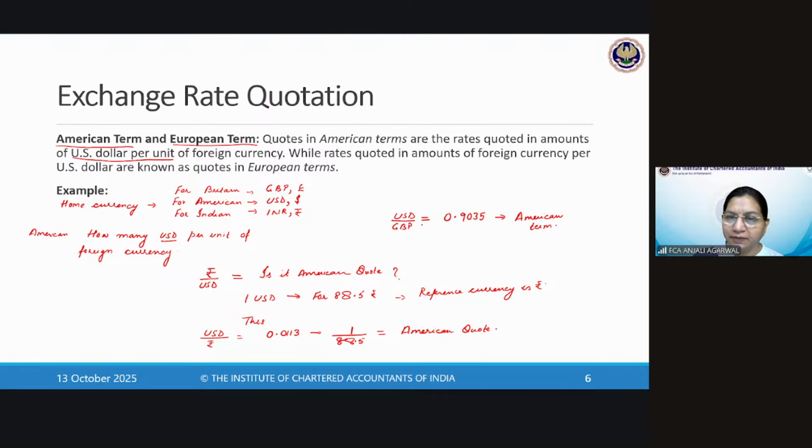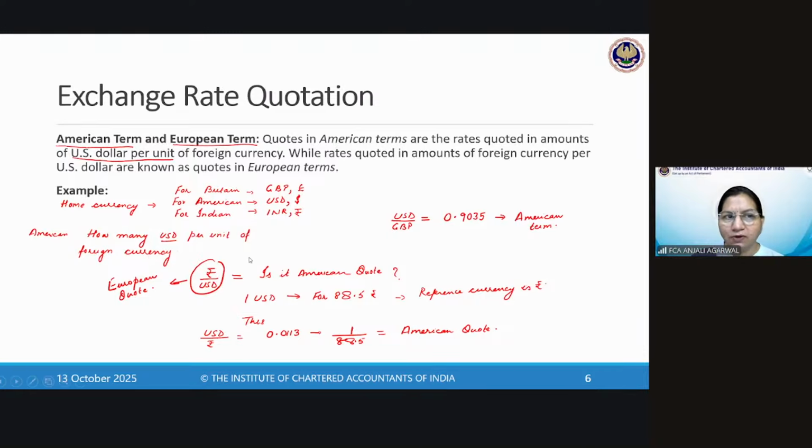What is a European quote? All other quotes are European quotes. When the rate is quoted in amounts of foreign currency per dollar, these are called European quotes. So this is a European quote. How many rupees per 1 unit of dollar?